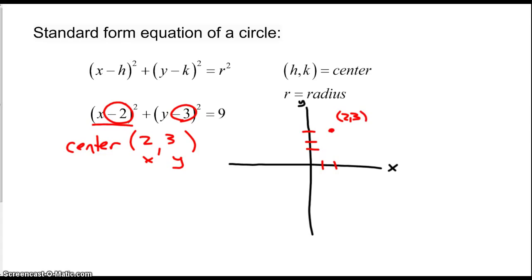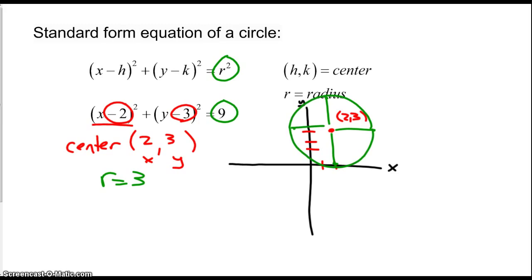Then you can take the number that's out here and know that that number is equal to r squared and figure out what r is. Well, in this case, the radius would equal 3, because 3 squared is 9. And so then I can go 3 in each direction. 1, 2, 3 in each direction here, and then draw 4 points and sketch out a circle.